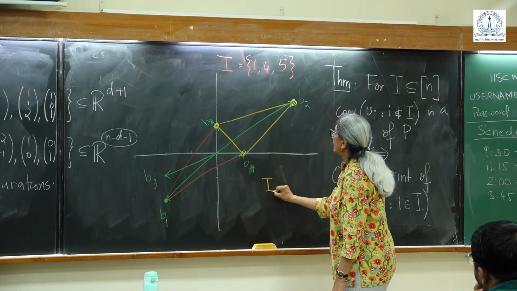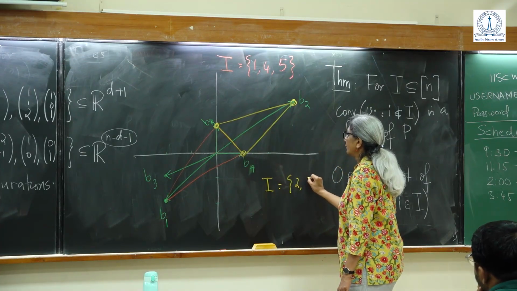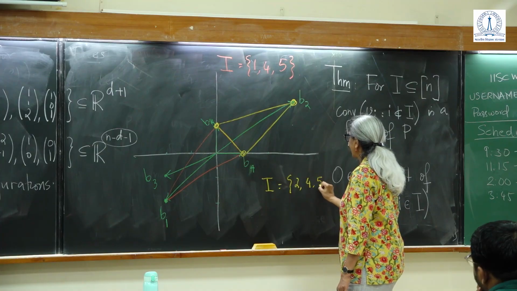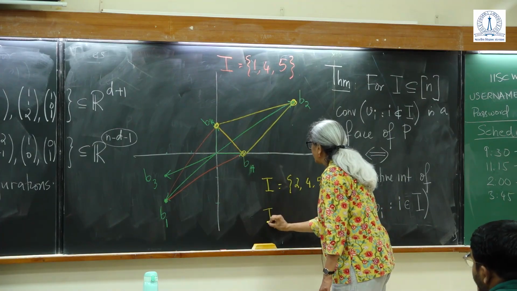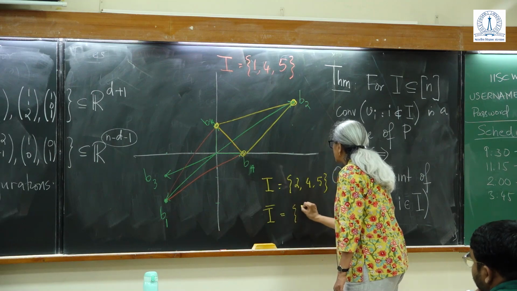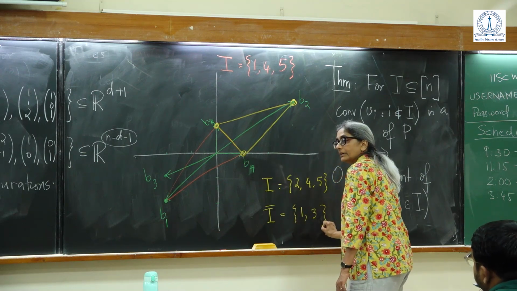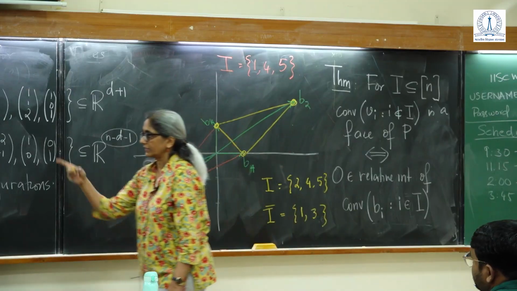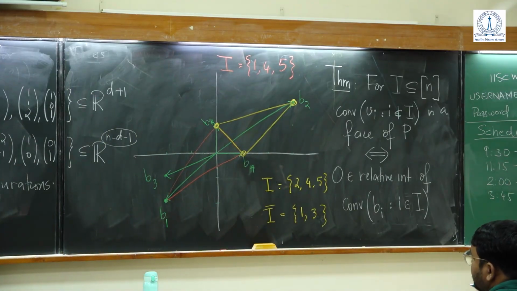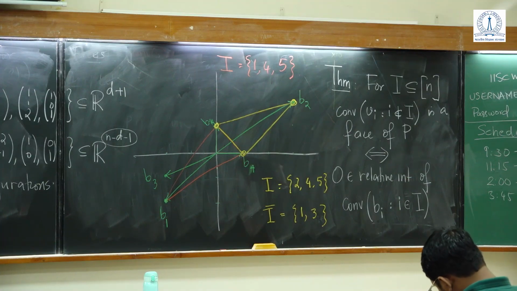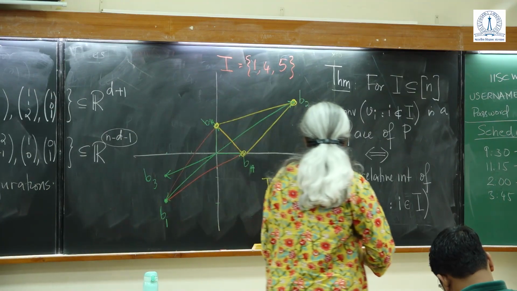So the yellow I is 2, 4, and 5, okay? So the complement, I bar, is equal to 1 and 3, okay? So what happens to 1 and 3 in this picture? Yeah, it's definitely not a face. It's this, okay? It's not a face, all right? So the yellow and the red are negative and positive results. And so we can check another one if you like. Let's pick one more that actually gives us a face.